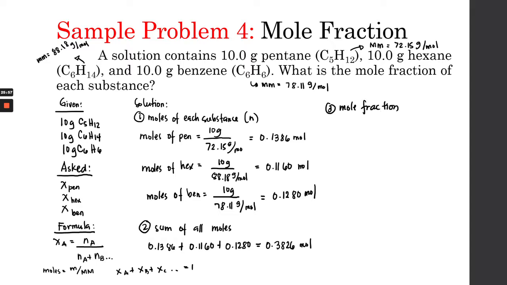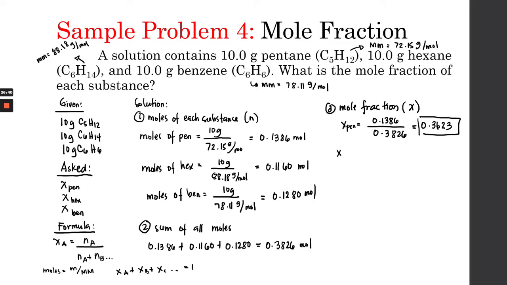So the mole fraction of A is equal to the moles of A, which is 0.1386, divided by the sum of all the moles, which is 0.3826. And that is equal to, instead of A, this is pentane, so the mole fraction of pentane is 0.3623. So that is your first mole fraction, for pentane.